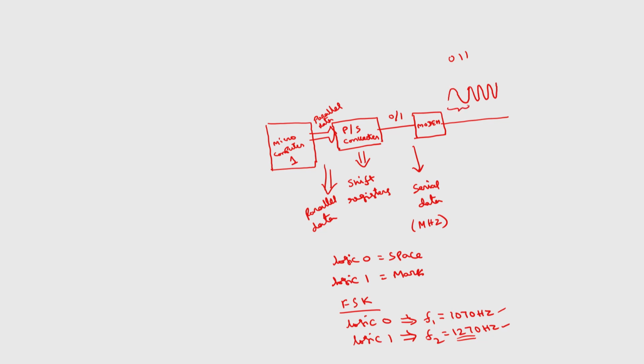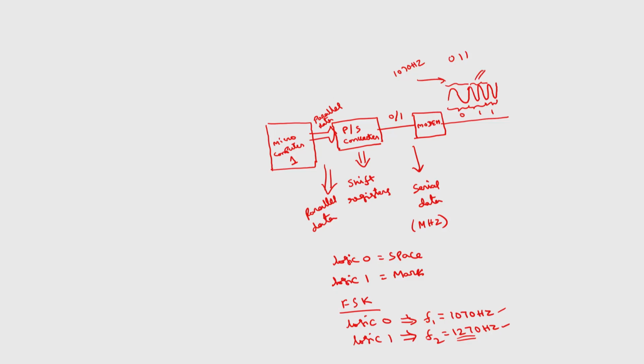So, this will correspond to 0, this will correspond to 1, this will correspond to 1. So, this particular portion corresponds to a 1070 Hz signal, which is low frequency, meaning the time period will be more, and this signal corresponds to a 1270 Hz signal, frequency is more, time period will be less.